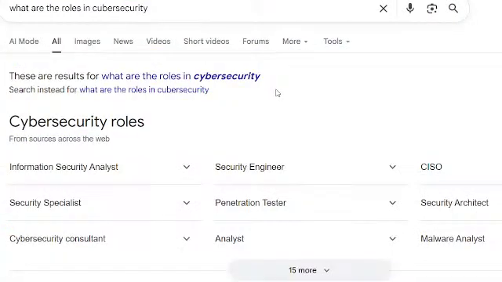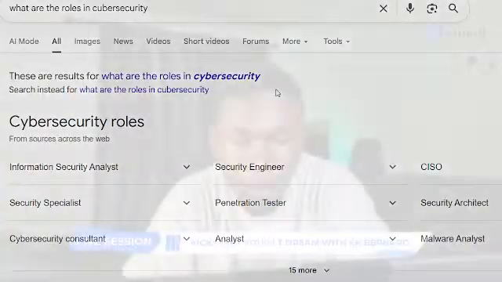So you can see on the screen: information security analyst, security engineer, security specialist, penetration tester. This is what people mostly call the hacker. Then we have security architect, cybersecurity consultant, analyst, malware analyst. So there are all these roles.